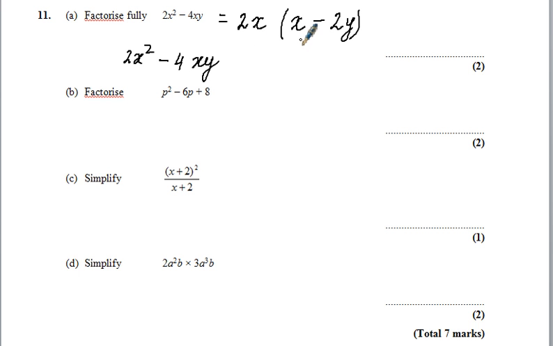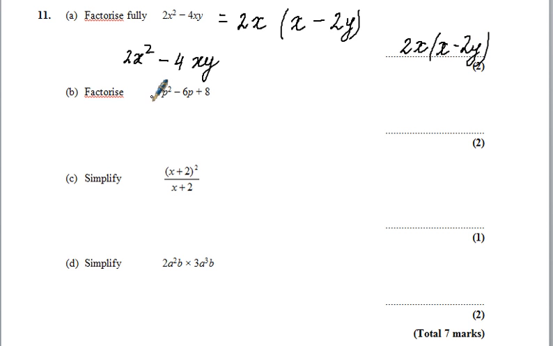And the second check is you need to see whether the expression inside of brackets doesn't have any common factors at all. So as you can see, x and 2y, they have no common factors. So we can now confidently write our answer on the answer line: 2x, x minus 2y.